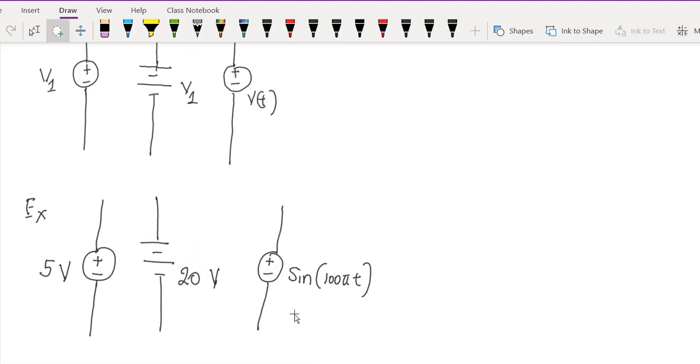In the third example, you have a voltage source, but it's not DC because the voltage is changing with respect to time. Sometimes you may also see a symbol like this to represent sinusoidal signals and in general AC signals.